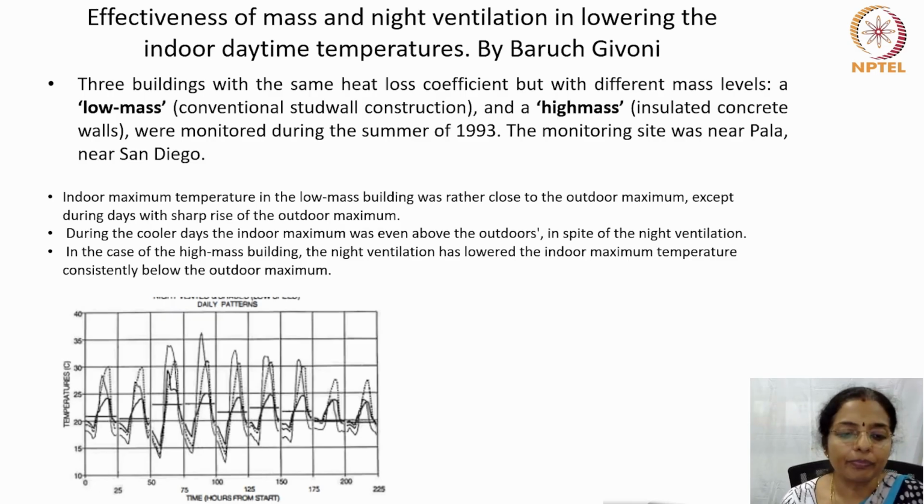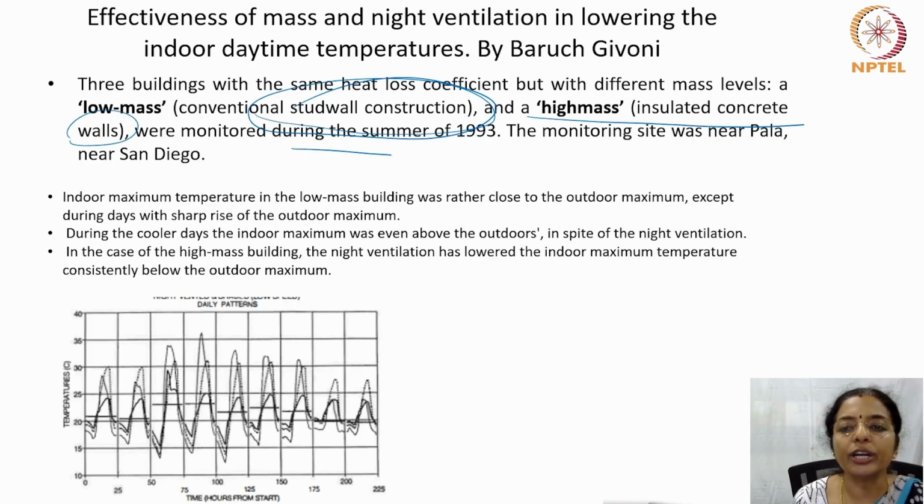Another study on the effectiveness of mass and night ventilation in lowering the indoor daytime temperature was done by Baruch Givoni. He took three buildings with the same heat loss coefficient but with different mass levels. We will look only at a low mass building, which was primarily conventional stud wall construction used in that place, and a high mass building, which is an insulated concrete wall. They were monitored in a summer month at a place near Pala in San Diego.